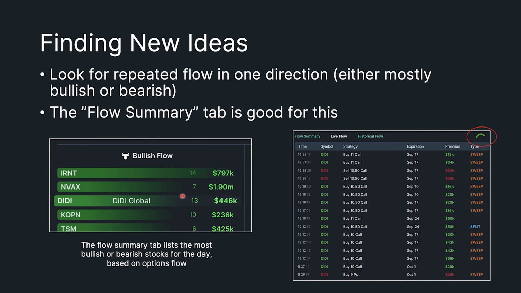I click on these stocks to go to the flow page for them and confirm that there is a lot of consistent flow in one direction. If so, this is good news, but like I mentioned, it needs to be combined with more research, so it's not a signal to go in or to go all in just yet.